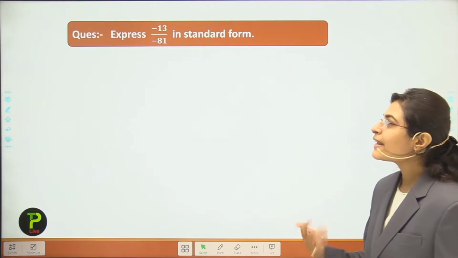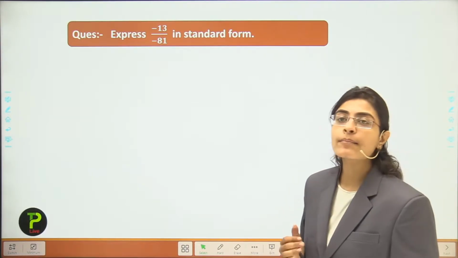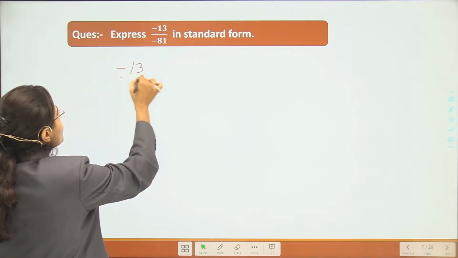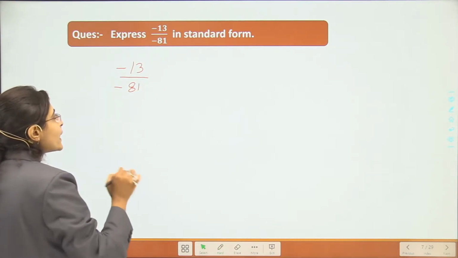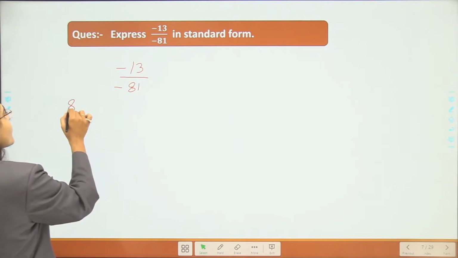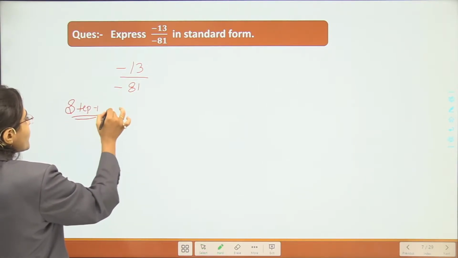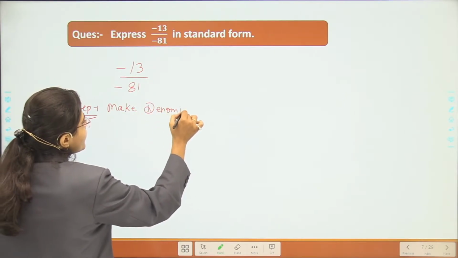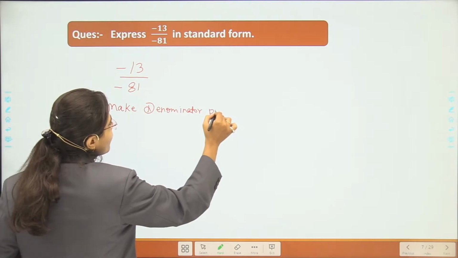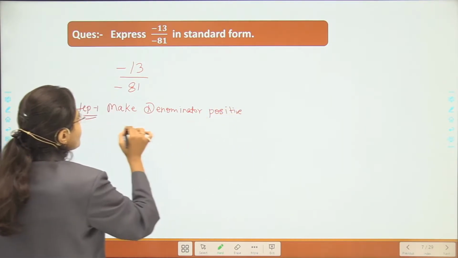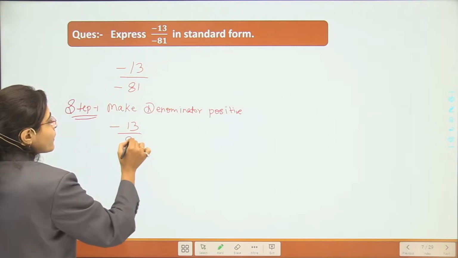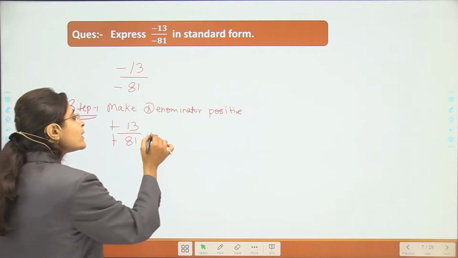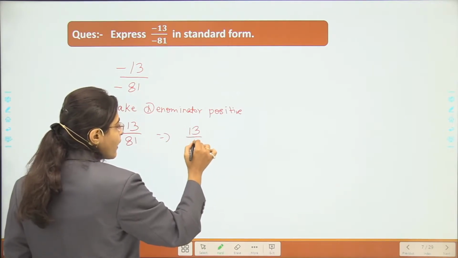So our next question is minus 13 by 81. Minus 13 by 81. So here what I have to do is make the denominator positive. So step 1 is still the same: make denominator positive. So here minus 13 by 81, and this minus will get cancelled out and we'll get 13 by 81. Isn't it? Our work is done.